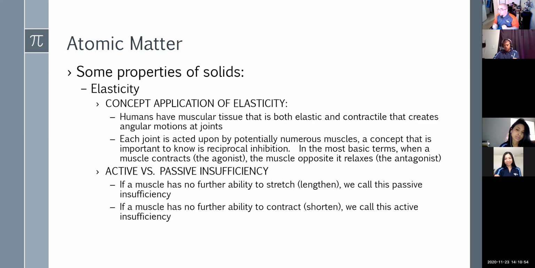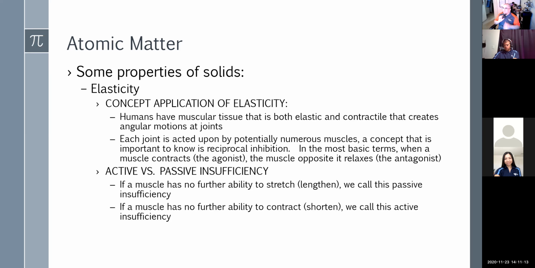It won't stretch anymore. There are positions we can put every muscle in to make it actively or passively insufficient, right? When we're actively working muscles, we're going to try to make them actively insufficient. When we're stretching them, we're going to try to make them passively insufficient.